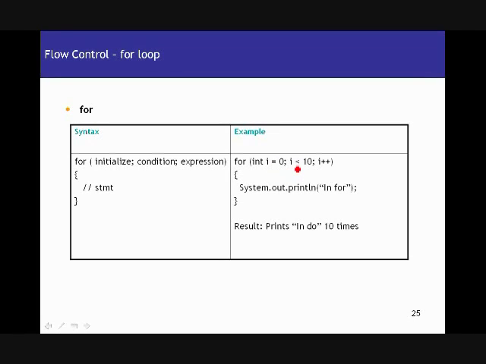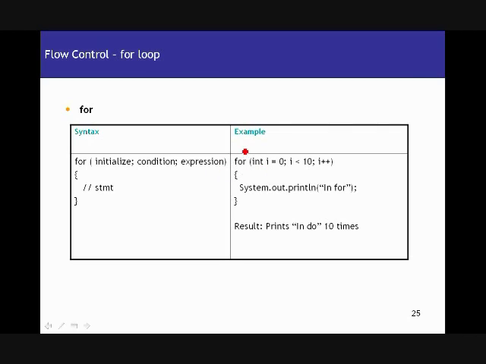And in the condition I give I less than 10. It means till I is less than 10, I want to execute the statements within this for block. And how is the value of I going to be changed? Using the expression. In the expression I give I plus plus. Most of the time the expression is either an increment or decrement operation. So let's see how it really works.